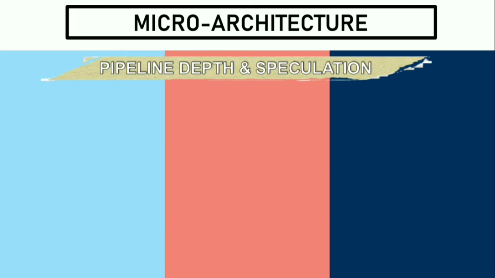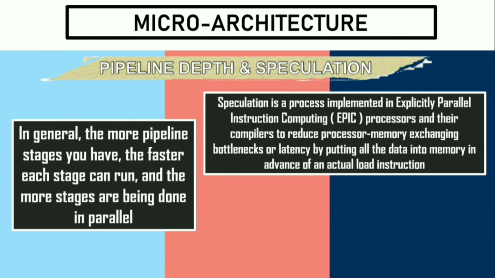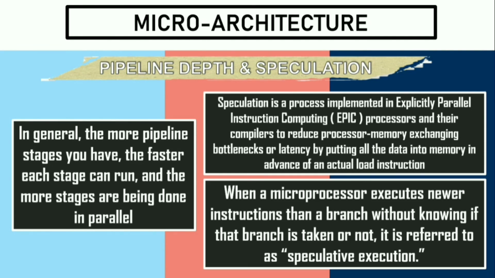Next up is the pipeline depth and speculation. In general, the more pipeline stages you have, the faster each stage can run, and the more stages are being done in parallel. We have here speculation as defined. When a microprocessor executes newer instructions than a branch without knowing if the branch is taken or not, this is referred to as speculative execution.